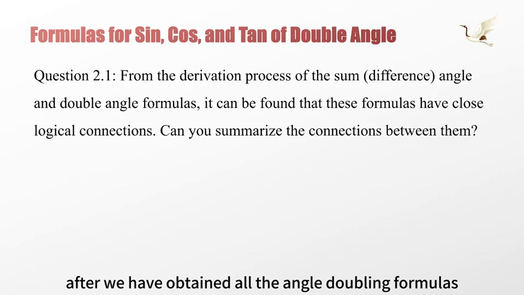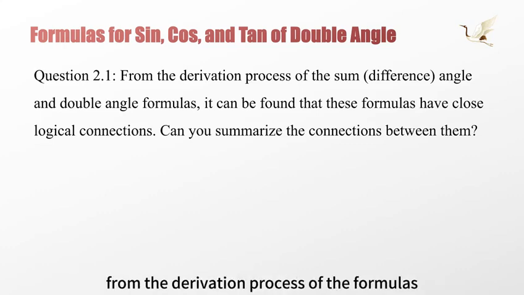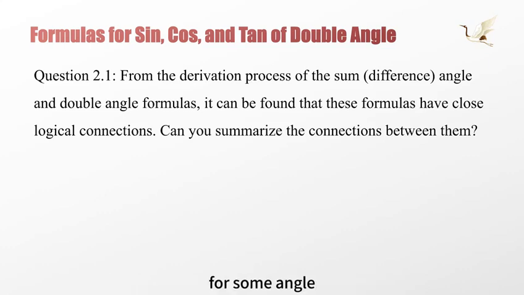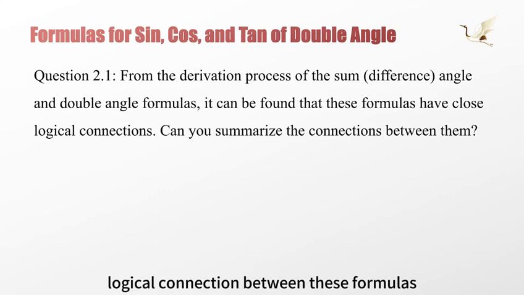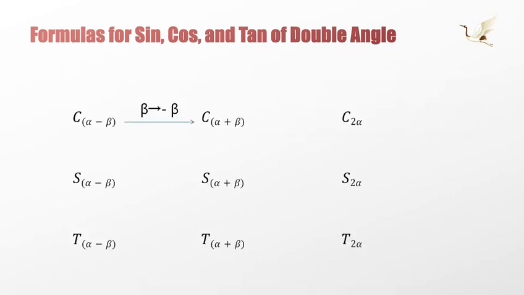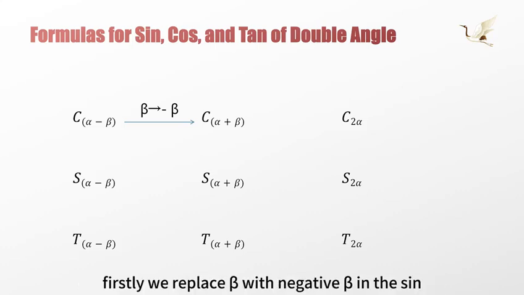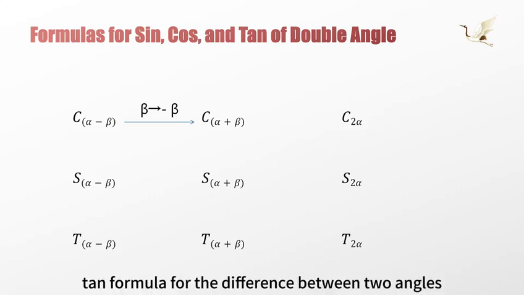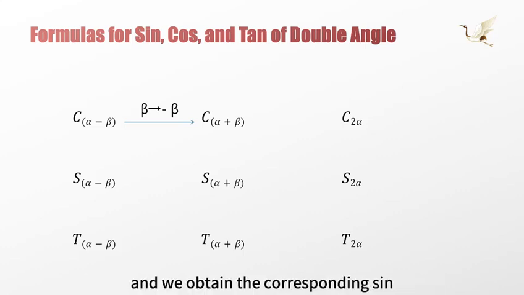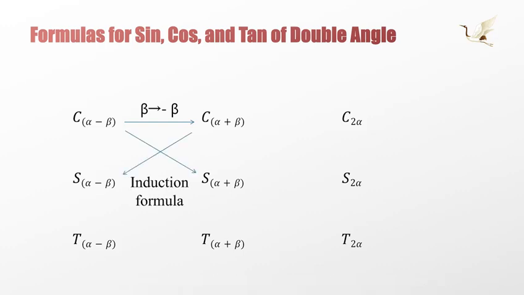Okay, after we have obtained all the double angle formulas, let's think about this question. From the derivation process of the formulas for the sum and difference of angles and the double angle, we can find that there is a close logical connection between these formulas. May I ask everyone, can you summarize the connections between them? Let's take a look together. Firstly, we replace beta with negative beta in the sine, cosine, tangent formulas for the difference between 2 angles, and we obtain the corresponding sine, cosine, tangent formulas for the sum of 2 angles.